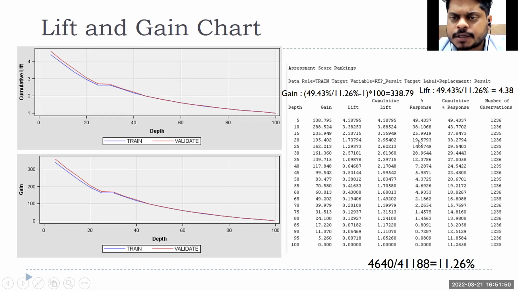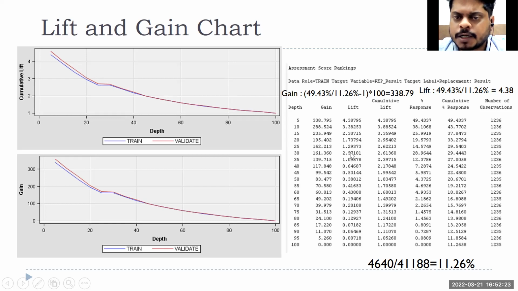Yes. If you see, suddenly what happens? Percentage response has decreased. In these two cases, when I take top 20% customers and top 25% customers, my percentage response is 19.57 and then 14.57. Only when I'm taking 30, suddenly it increases and becomes 28.96%. When I divide 28.96 by 11.26, my lift is improving, but my baseline remains the same.